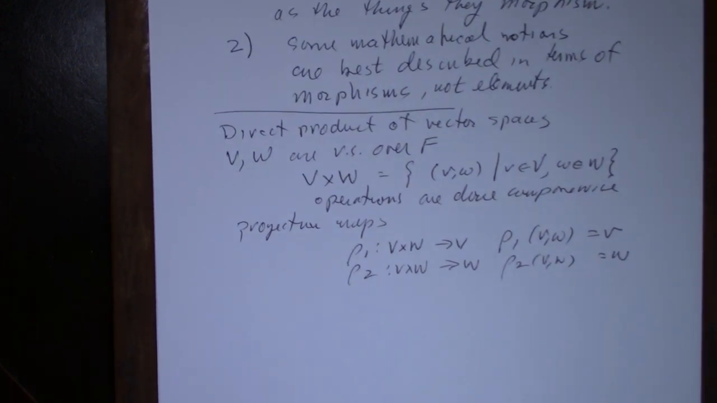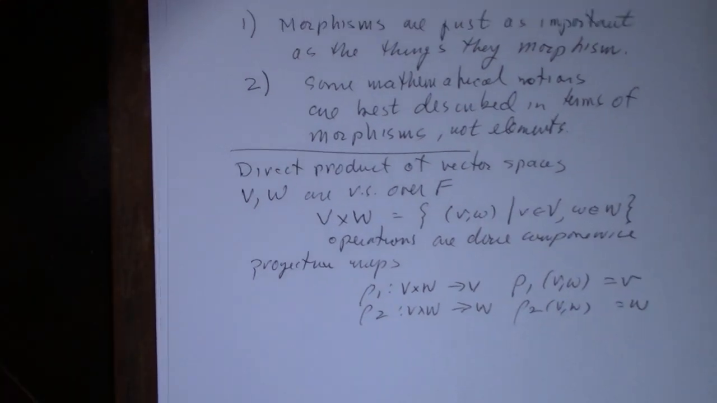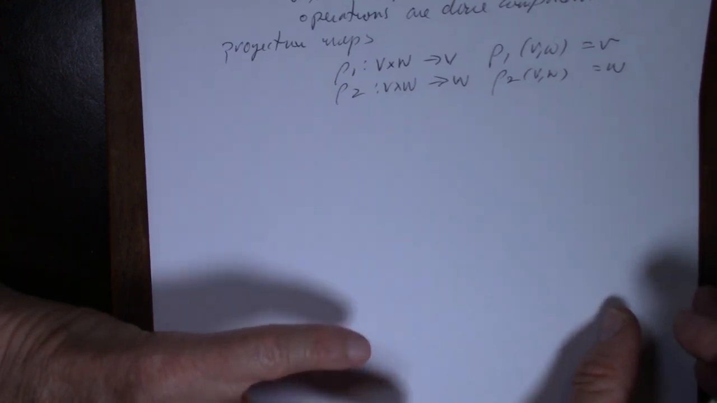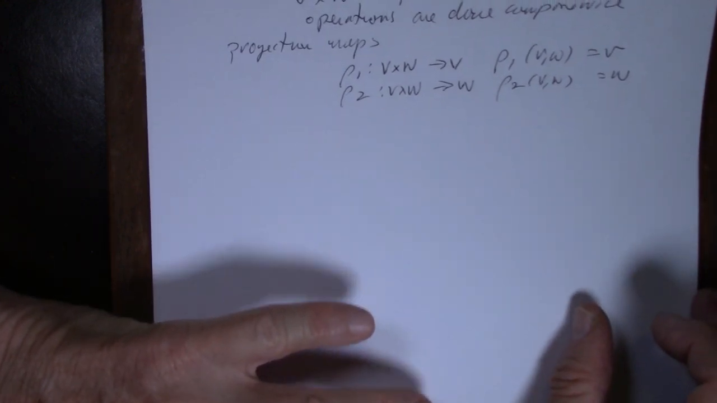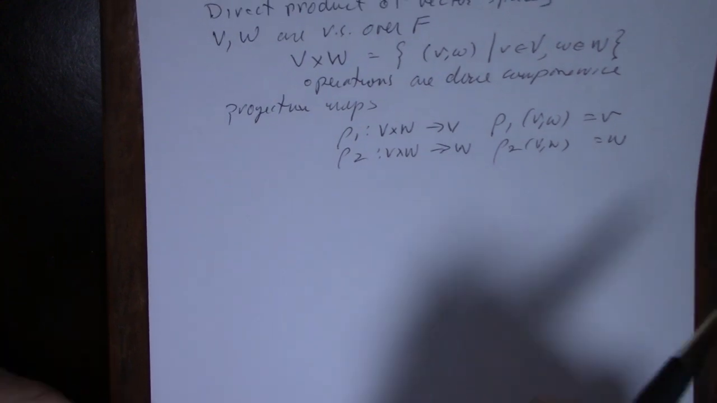But oftentimes the role of the projection maps is not made very clear, and they're kind of, you know, not given their just due. Category theory is here to reverse that deficiency, you might say. And here's the way it goes.